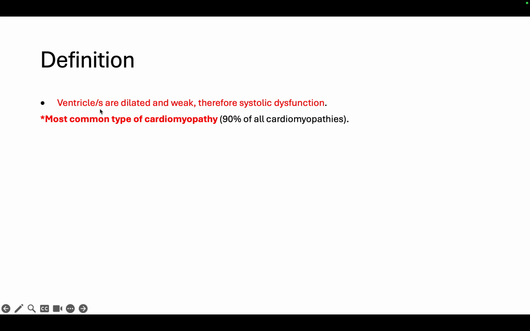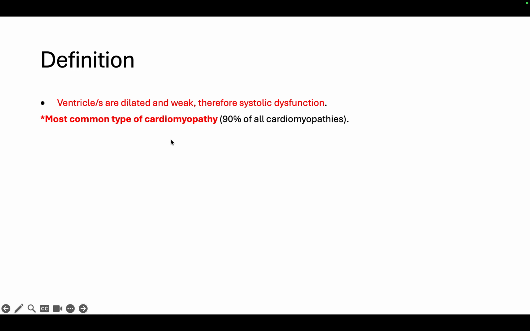So let's get started. The definition I have for you guys, this is my definition. This is just a condition when the ventricles or ventricle are dilated and weak. So what happens if our ventricles can't pump? Well, we have a systolic dysfunction. Systolic means contraction, right? So you have a problem with the contraction of your heart and you can't pump out the necessary blood you need to your body. Therefore, this blood starts to back up in other places. We'll get to that a little bit later.